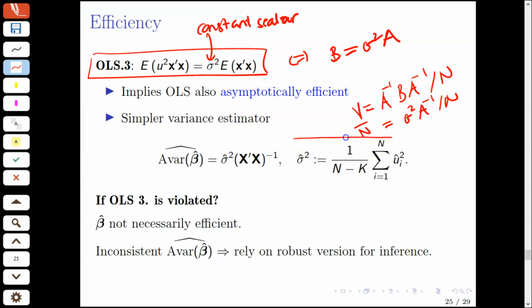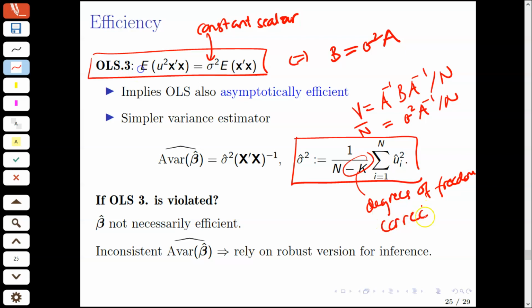And hopefully this formula will not be too foreign to you. We'll estimate sigma squared by the average of the squared residuals, with this slight modification that we've introduced a degrees of freedom correction, or adjustment, if you will, adjusting for the fact that we've already estimated the k coefficients, the k betas.